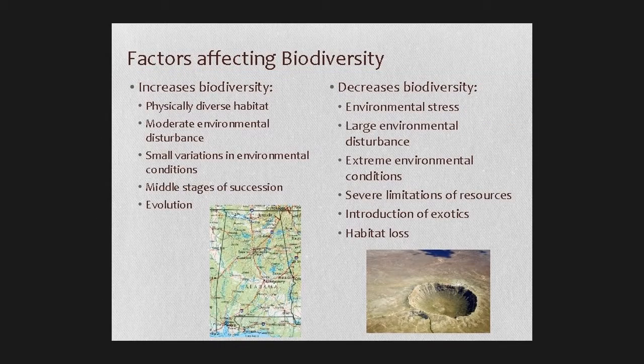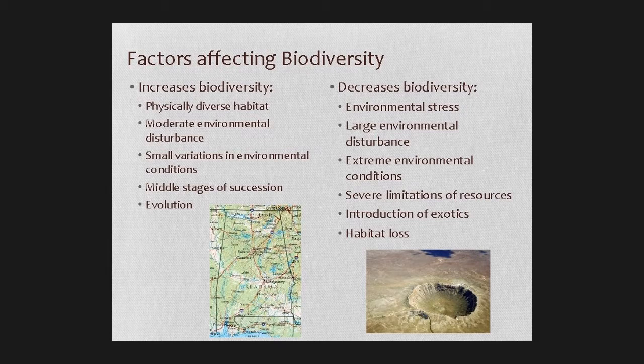So here in this picture, you can see the factors that increase biodiversity and the factors that decrease biodiversity. A physically diverse habitat, moderate environmental disturbance, small variations in environmental conditions, and the middle stages of succession and evolution all increase the biodiversity we have in an ecosystem.